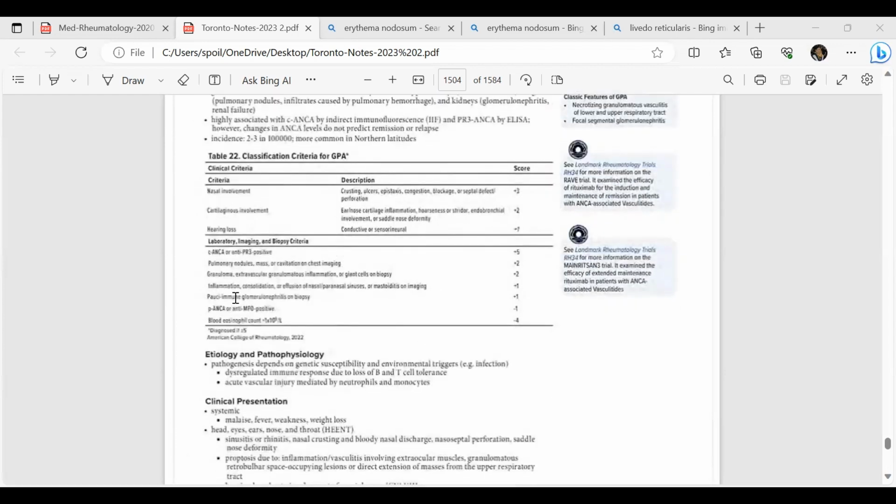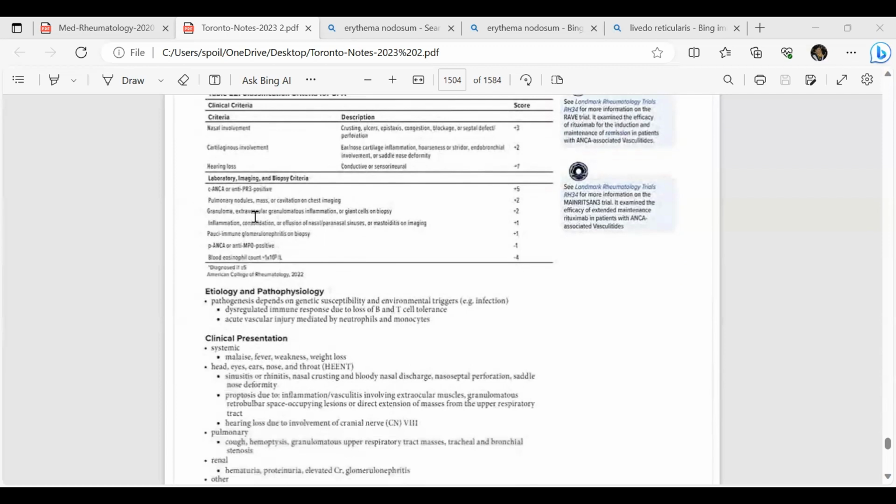And this is the classification of GPA. It's the nasal involvement, cartilaginous involvement, and the hearing loss. And these are the scores given. If there is a nasal involvement, it will be +3. If it is a cartilaginous involvement, then it's +2. And hearing loss is score 1.